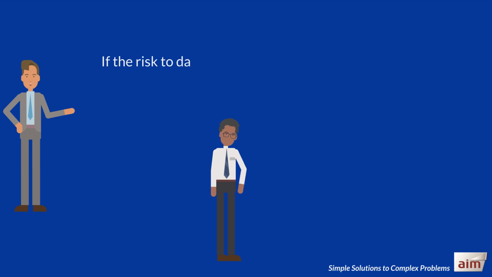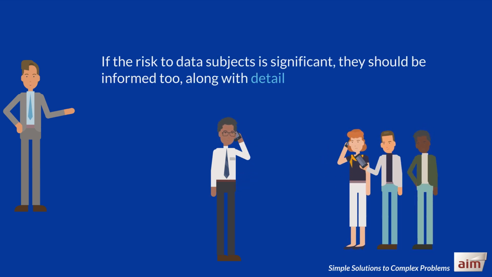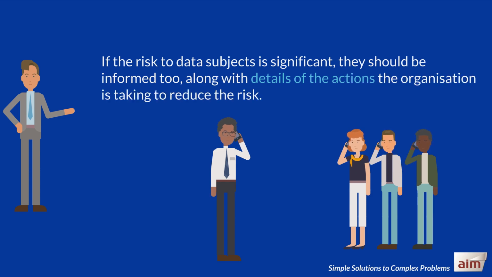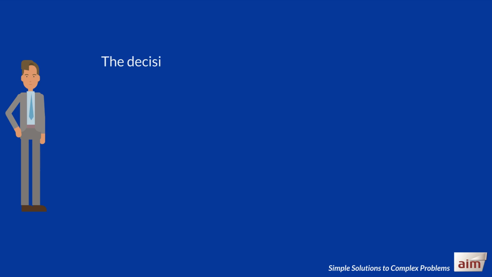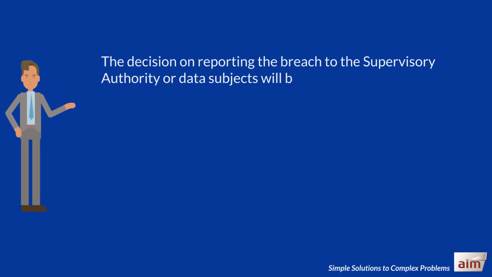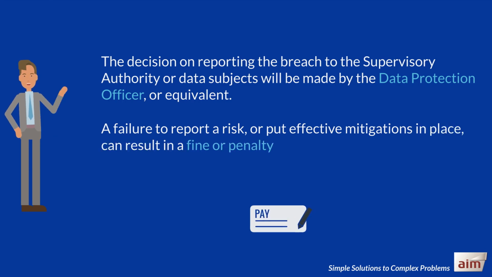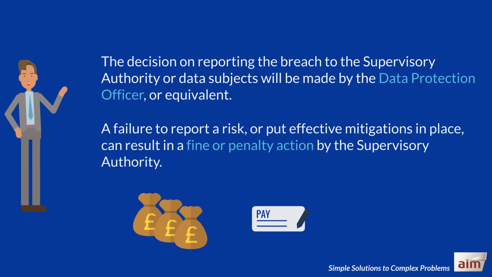If the risk to data subjects is significant, they should be informed too, along with details of the actions the organization is taking to reduce the risk. The decision on reporting the breach to the supervisory authority, or data subjects, will be made by the data protection officer or equivalent. A failure to report a risk, or put effective mitigations in place, can result in a fine or penalty action by the supervisory authority.